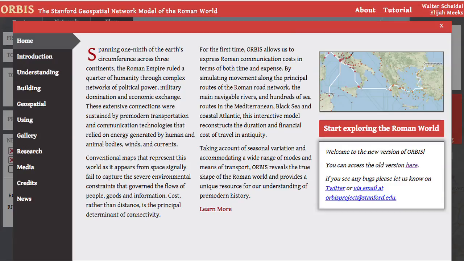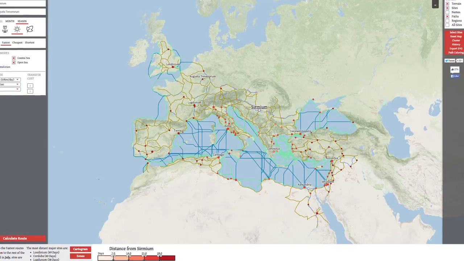My name is Elijah Meeks, and I was the technical lead in the Orbis project. That meant that I did the software development and a lot of the backend and designing a lot of the visualizations and implementing all of that. So Orbis is a transportation network model of the Roman Empire.